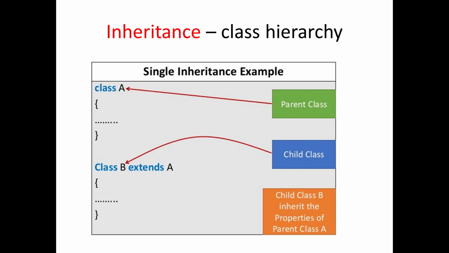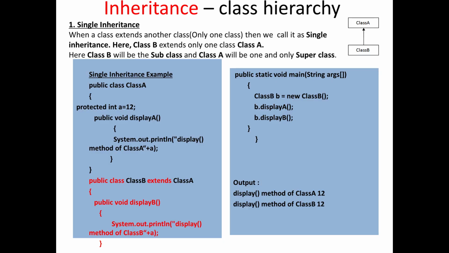This is a simple example for single inheritance. Here there are two classes, class A and class B. Class B is the child class of class A. Class B extends A, which means that class B can access all the non-private members of class A. When a class extends another class, we call it single inheritance.